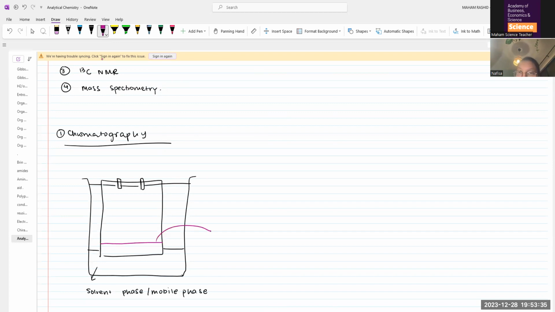This is your baseline. Why do you not make it with ink? Because that can smudge. Also, the chemicals in the ink will mix with the solvent, right? So you won't get good results for your chromatography. So here you place your solution, label it as X.